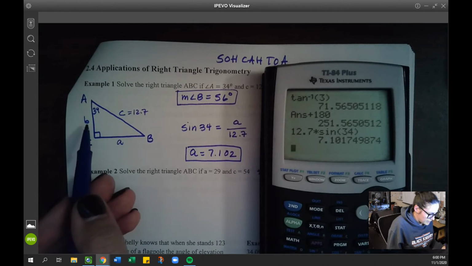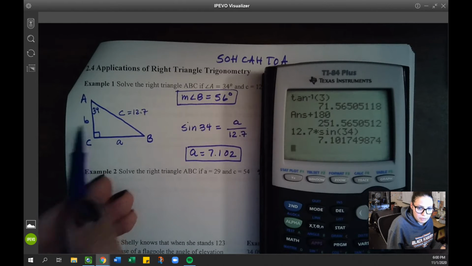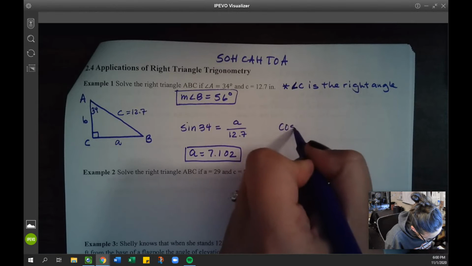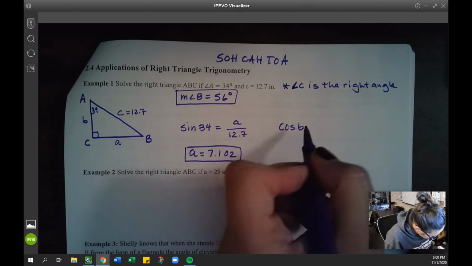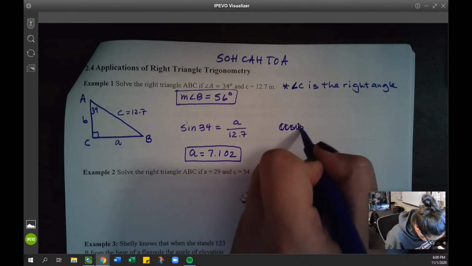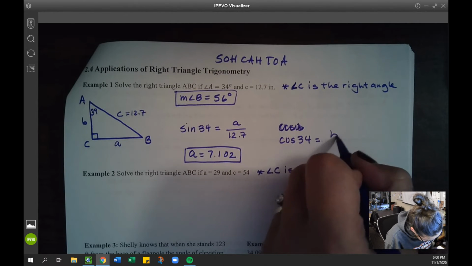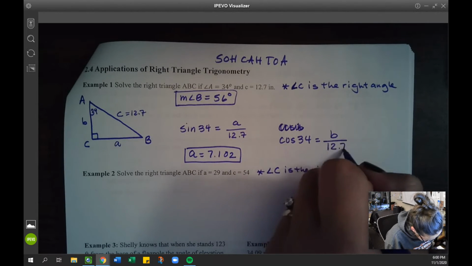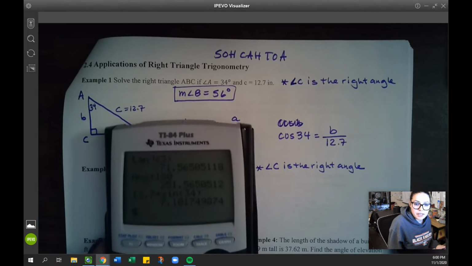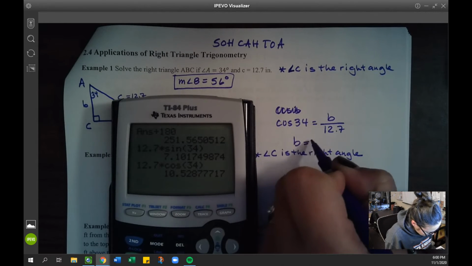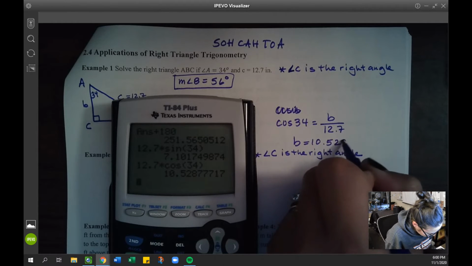Last thing I need to find is side length b, and b is the adjacent leg. Cosine 34, sorry, not cosine B, equals adjacent over hypotenuse. So similarly, I'm going to do 12.7 times cosine 34, which means that b is 10.529.